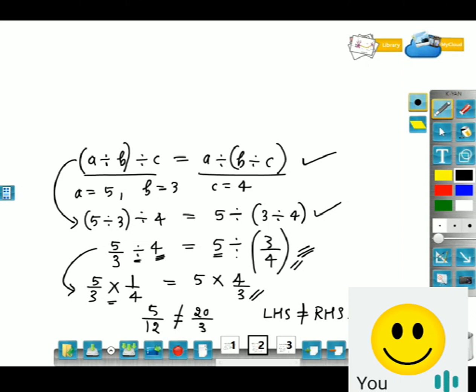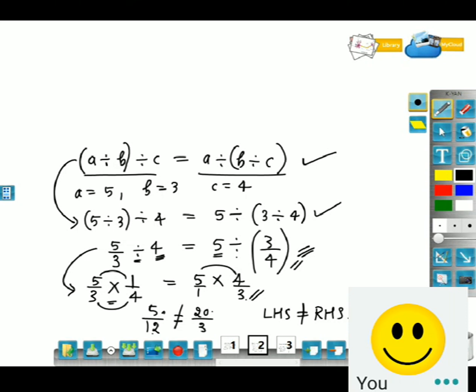Now we already know how to multiply fractions or integers. So numerators you multiply with numerators, denominators you multiply with denominators. So 5 into 1 you get 5, 3 into 4 you get 12. And on the right hand side you have 5 into 4, it will be 20, and here 5 by 1 is there, 1 into 3 you get 3. So the left hand side we get 5 by 12, and on the right hand side we get 20 by 3.